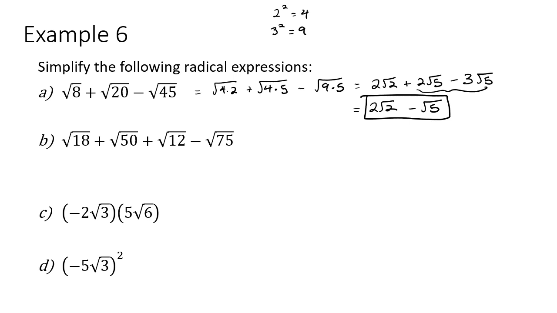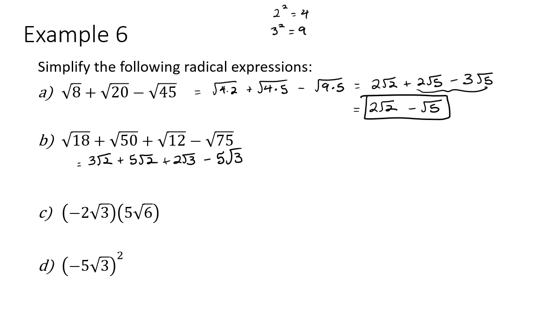Well, it's a very similar process, and I'm going to go ahead and simplify these radicals a little bit faster than the previous ones. 18 is 9 times 2, so that would be 3 square roots of 2. 50 is 25 times 2, 5 squared, so that would be 5 square roots of 2. 12 is 4 times 3, so that would be 2 square roots of 3. And 75 would be 25 times 3, 5 squared times 3, so that would be 5 square roots of 3.